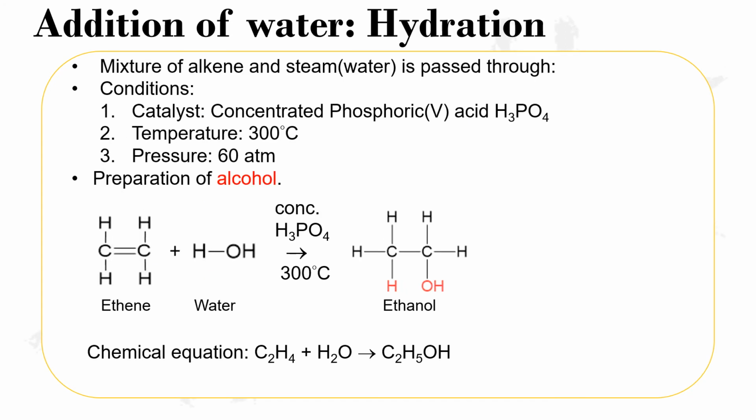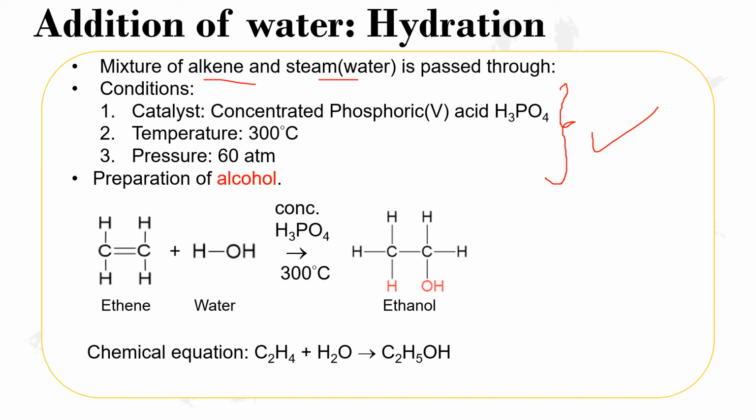Okay, so the fourth reaction is the addition of water. So we can call it hydration. The mixture of alkene, you mix it with water in the form of steam, pass through these three conditions. Okay, these three are important. You need to memorize them. The catalyst is the concentrated phosphoric acid, the temperature is at 300 degrees Celsius and the pressure is 60 atm.